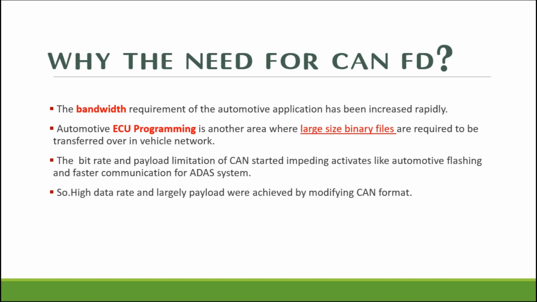Large binary files are required to be transferred over the in-vehicle network. So bitrate and payload are the limitations of the CAN protocol, for example, for flashing a large number of files and for communicating fast with other systems. So these are the limitations in the CAN network. In order to overcome this, they changed something in the CAN format. These limitations are solved in CAN FD by changing some of the CAN format.